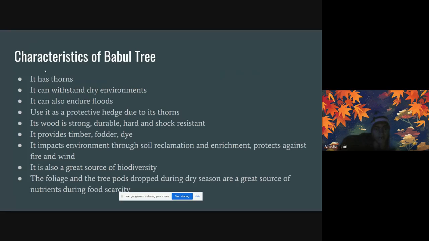That means we can get back the nutrients of the soil by growing more babul trees. It's a great source of biodiversity. The foliage and the tree pods dropped during the dry season are a great source of nutrients during food scarcity.